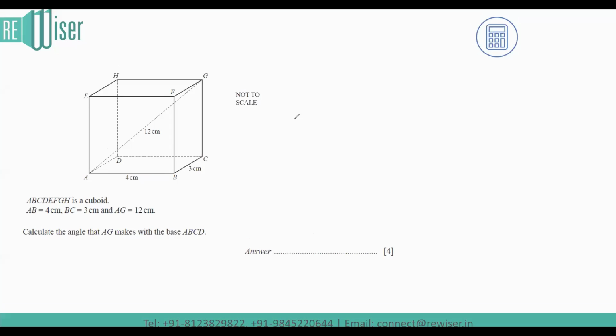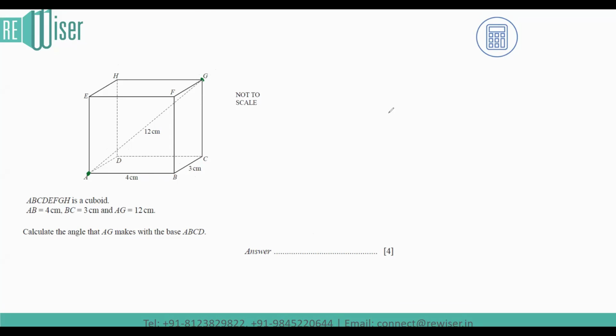Morning. In this question, we are given a cuboid ABCDEFGH, and the length AB is given to be 4 centimeters, BC is given to be 3 centimeters, and AG, that is the length of the diagonal of the cuboid, is given to be 12 centimeters. We need to calculate the angle that AG makes with the base ABCD.